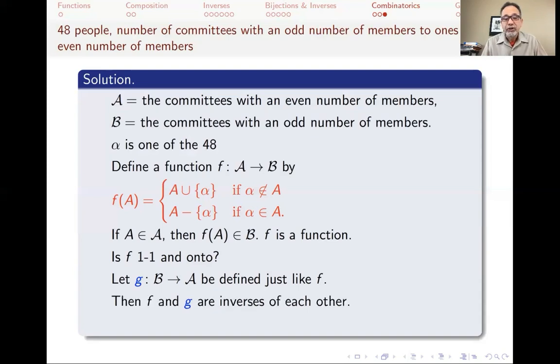And because F and G are inverses of each other, they're both bijections. So we have a bijection. We could do this more generally. If you start with a set with n elements and look at the number of subsets of even size and the number of subsets of odd size, they're always the same.